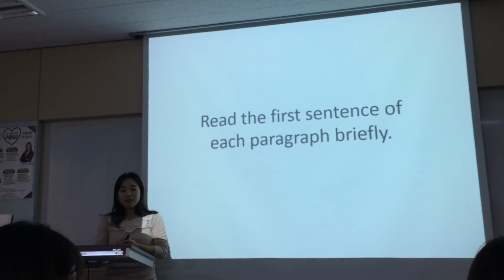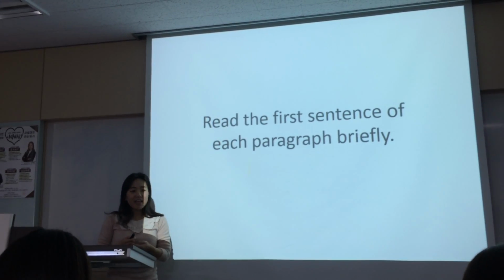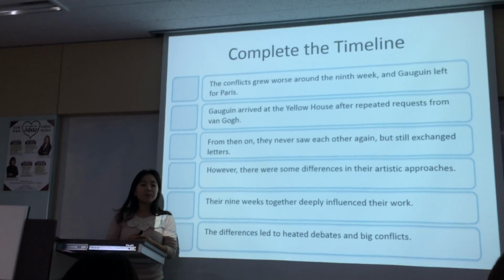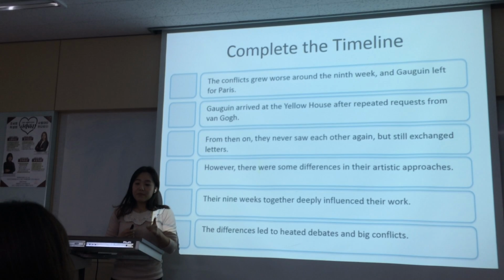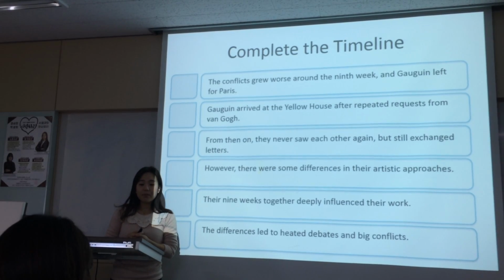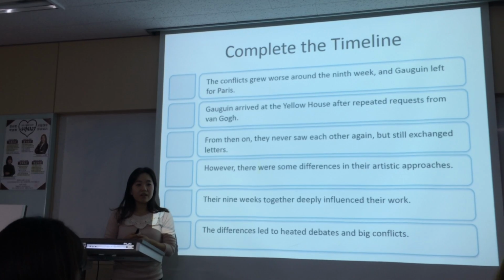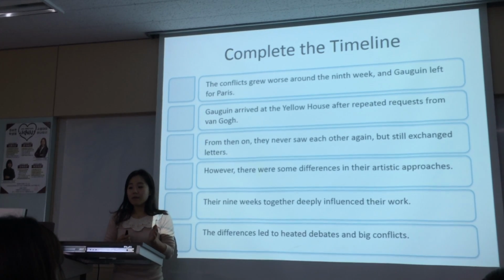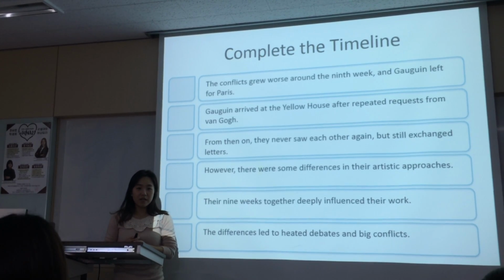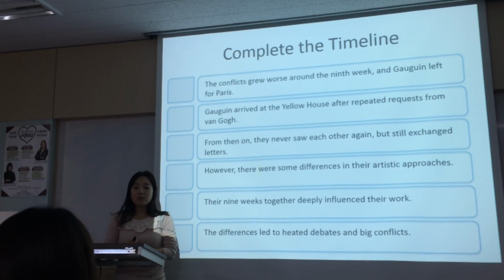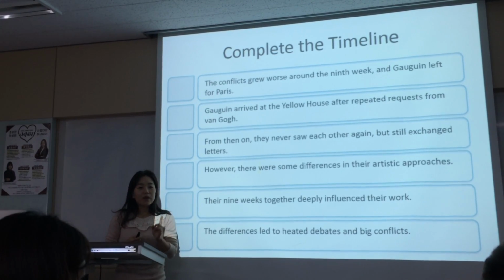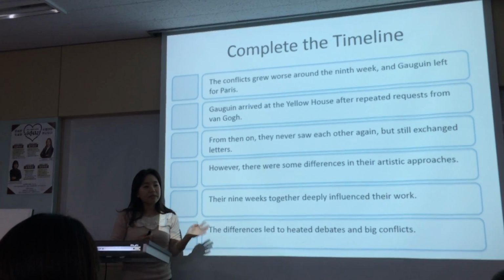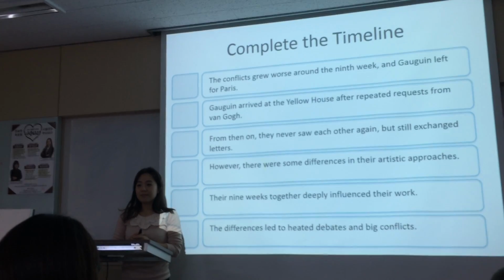Okay, done with the reading? Alright, then we are going to reread the first sentence of each paragraph again. But for this skimming, you have to pay attention to time order, because after you skim through the whole text, we are going to rearrange the jumbled sentences by time order. So for this activity, I will give you 2 minutes, and you have to skim through the first sentence of each paragraph first, and then you have to complete the timeline. So 2 minutes begin now.